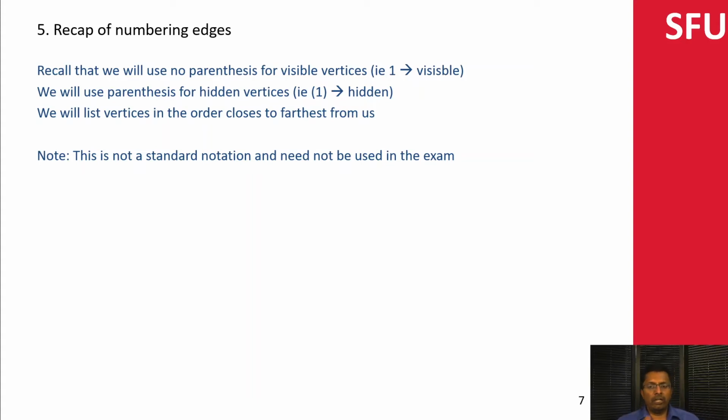So again, keep in mind you don't necessarily have to follow these numbering schemes. Essentially, we're going to label the vertices if you need it. We're going to use numbers like 1, 2, 3 without any parentheses when you can actually see them. And if they're hidden, I'm going to put them within simple parentheses or brackets and then number them in sequence, from closer to further away. You don't have to do this, but it makes it easier.